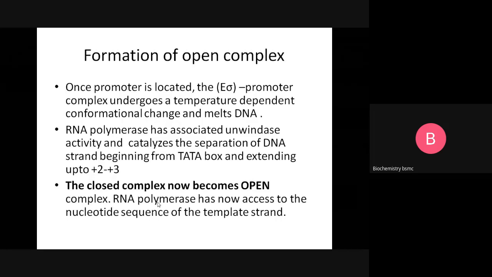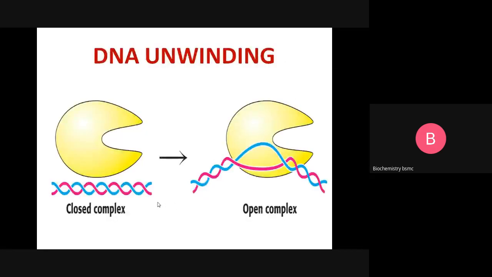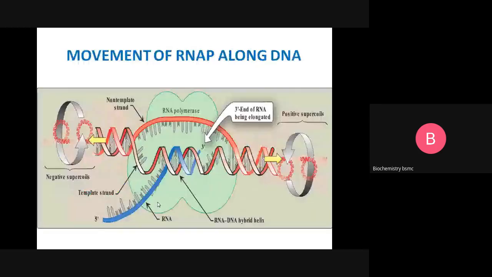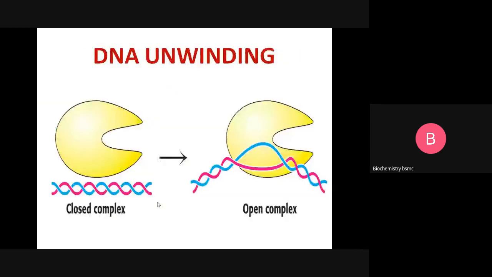On the left hand side of the diagram we have the closed complex, and on the right hand side we have the open complex. That means a portion of the DNA, from around the 5' side of the TATA box to the right hand side up to the +2 or +3 region, is now opened up, and with the polymerase bound to this portion of the DNA, it is called the open complex.